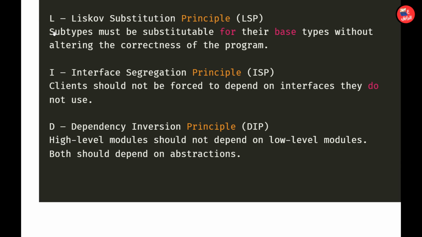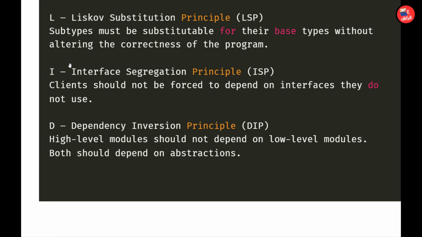Okay, the third one, character L. It is an acronym for Liskov Substitution Principle, known as LSP. Okay, what does this principle say? It says subtypes must be substitutable for their base types. What is meant by substitutable? You can substitute the parent class with the child class without altering the correctness of the program, which means don't make it wrong.